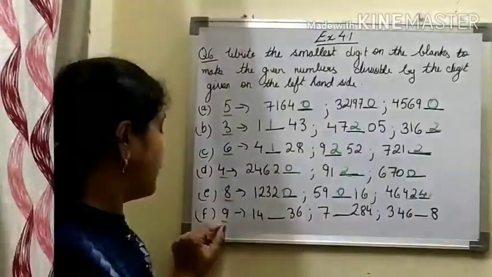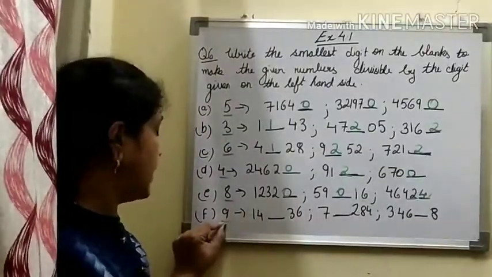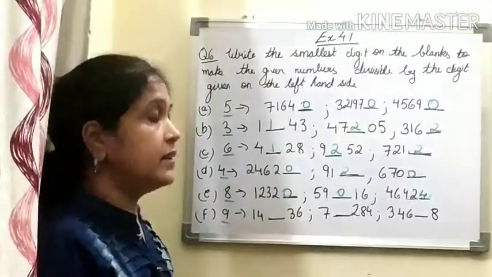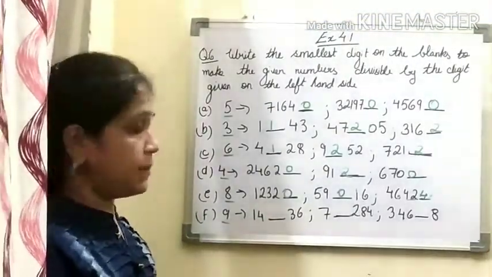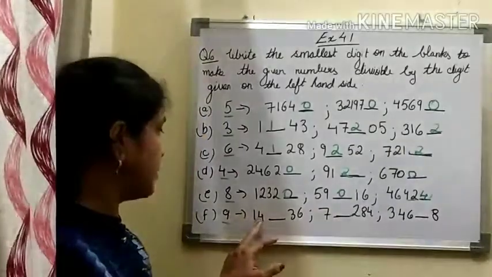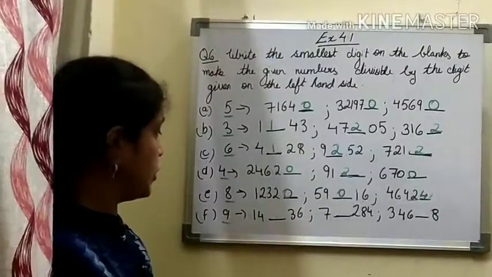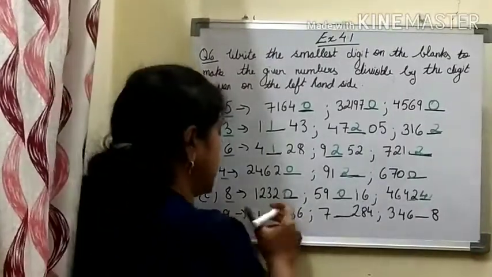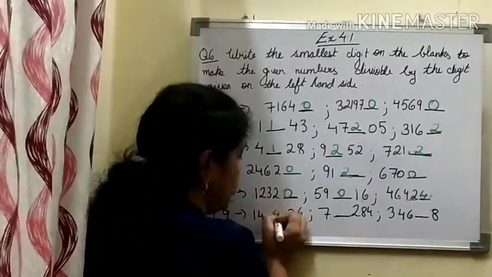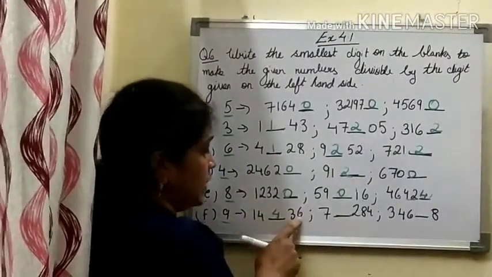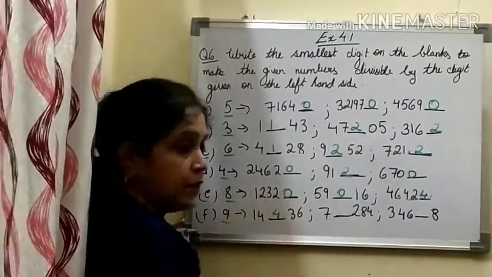Now to find how to fill the blank, whether this number is divisible by 9. What is the test of divisibility by 9? The sum of digits should be divisible by 9. Now find the sum of digits. 4 plus 1 is 5, 5 plus 3 is 8, 8 plus 6 is 14. So what should I insert here, the least digit? If I put 4 here, then what happens? 4 plus 5 is 9, 9 plus 3 is 12, 12 plus 6 is 18. 18 is a multiple of 9.